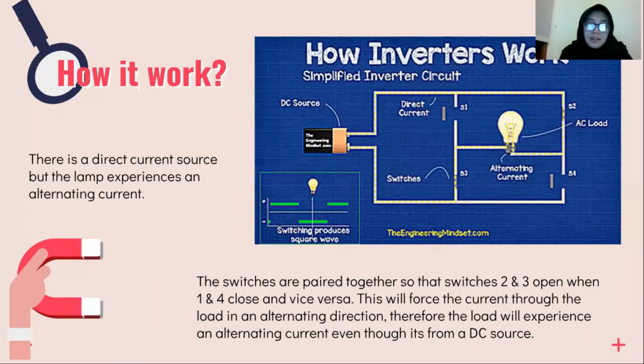You can see in the picture, if switches 2 and 3 close and switches 1 and 4 open, this will cause the current to flow to the right hand side of the lamp, and if switches 1 and 4 close and 2 and 3 open, then this will force the current to flow to the left hand side of the lamp. And also, some engineers use special electronic components such as diodes and IGBTs, etc. to achieve the required switching speed.